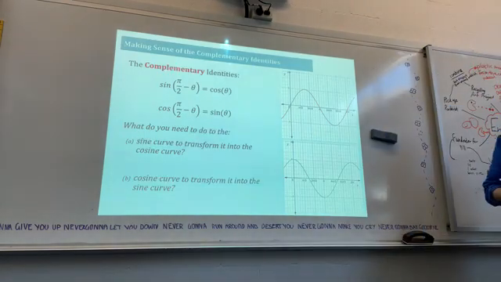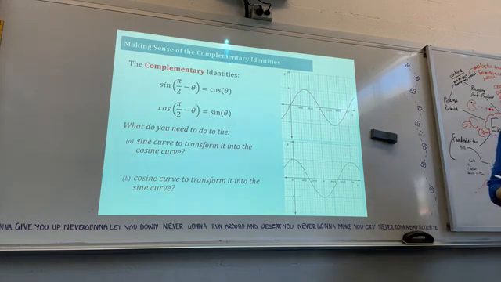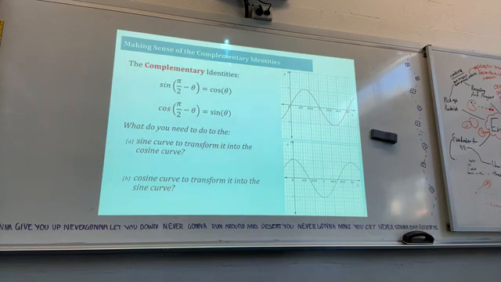All right? Now let's think about making sense of complementary identity. The complementary identities. Sine of pi over 2 minus theta equals cos theta. And cos of pi over 2 minus theta equals sine theta. Now, the focus question is, what do you need to do to the sine curve to transform it to a cos curve? And how do you transform a cos curve to a sine curve?